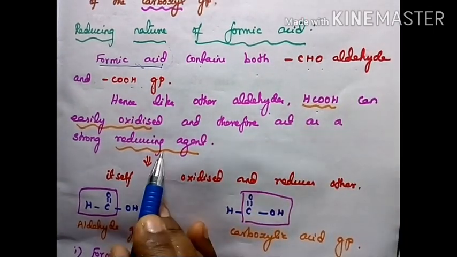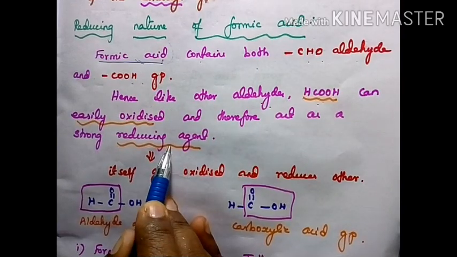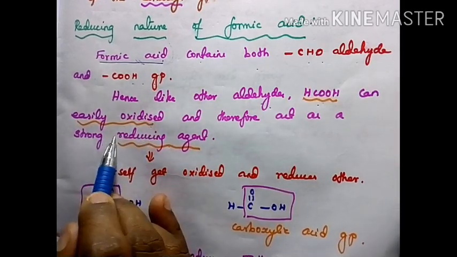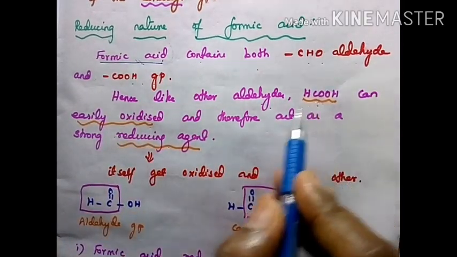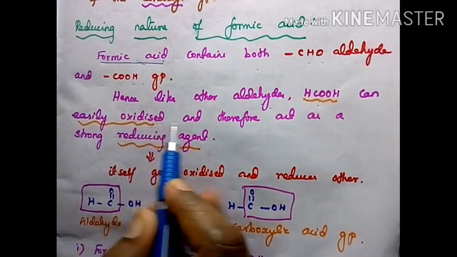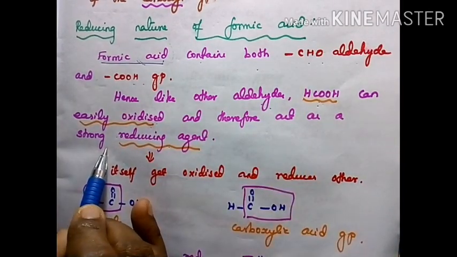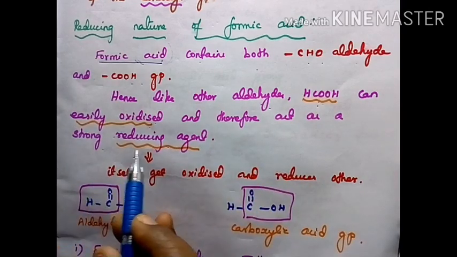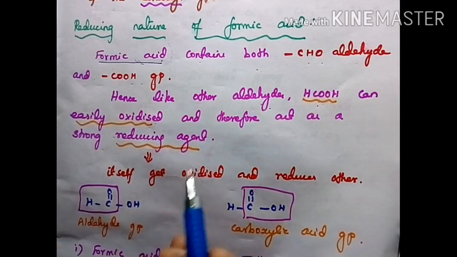So, it is a strong reducing agent. Strong reducing agent means it must be easily oxidized. Here also the formic acid gets easily oxidized, therefore it acts as a strong reducing agent.